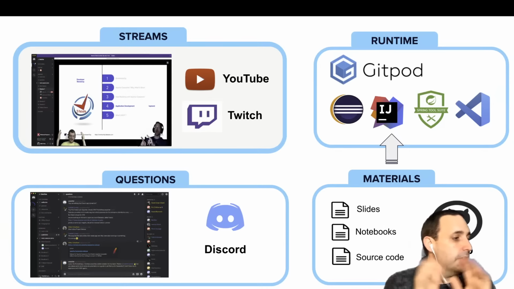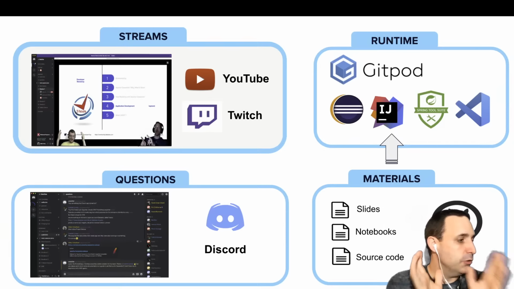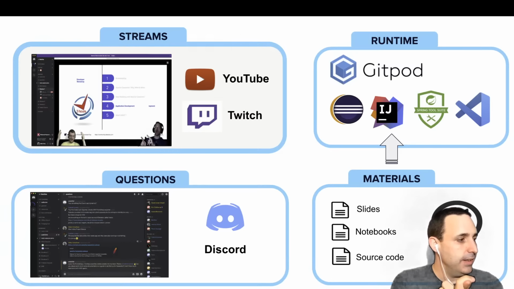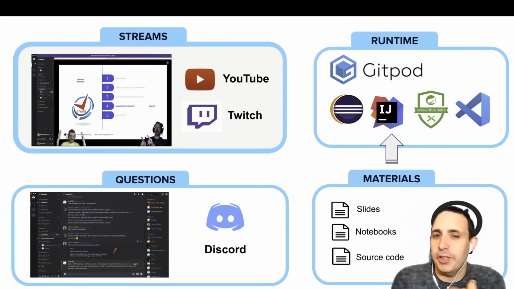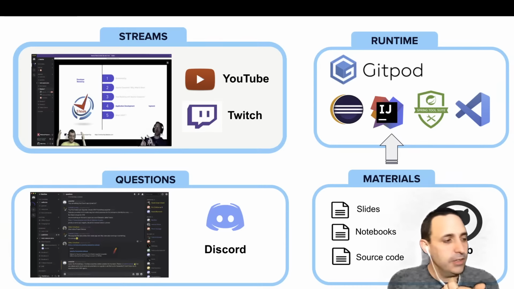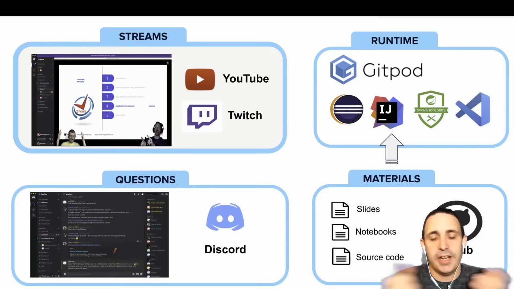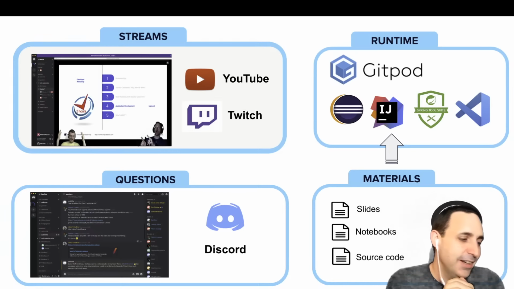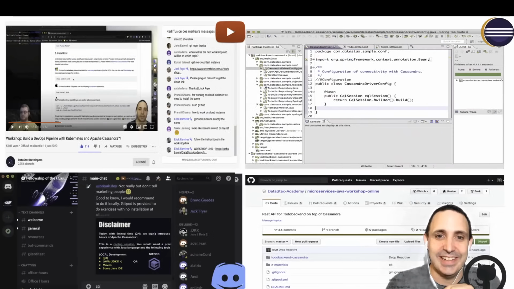Again, we do have two streams, one on YouTube and one on Twitch as a kind of backup. We're still looking at the Twitch chat, but not as many people as on the other streams. Discord is for the questions, Gitpod and IDEs, and as usual, everything is on GitHub: slides, notebook, and all the source code. That makes sense, right? Okay, let's move forward.